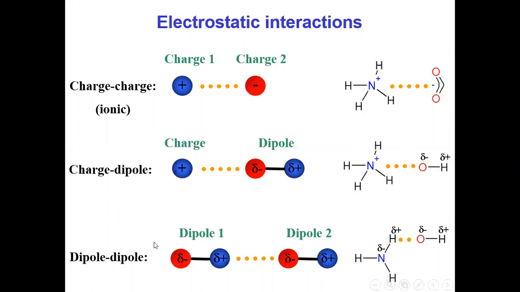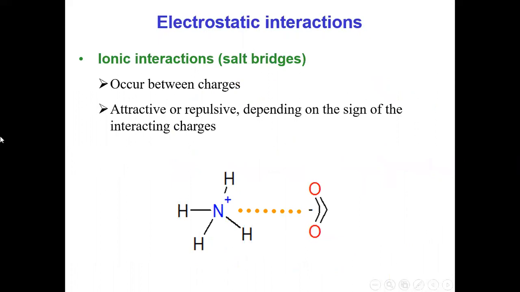And finally, we have an interaction between two dipoles. The example that we have here is the ammonia molecule, in which there is a dipole, interacting with the same hydroxyl group that we saw above. So let's start with the ionic interaction.